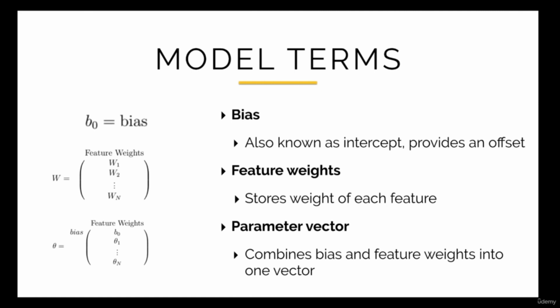Some algorithms will have several sets of feature weights, and some algorithms will just use a single set of feature weights together with a bias. The easiest way to represent this is using the parameter vector, because this allows you to group everything together, which just makes it a little bit neater.